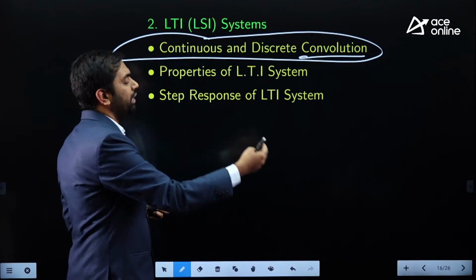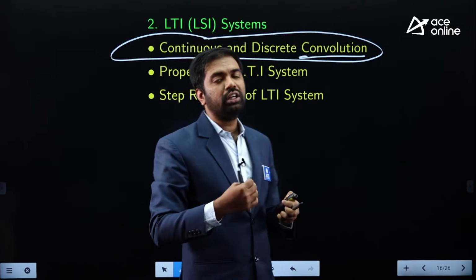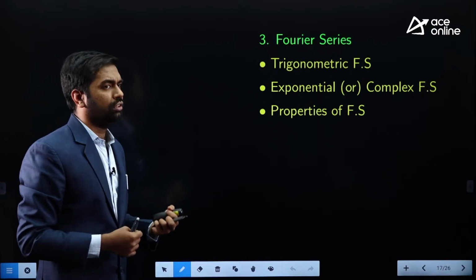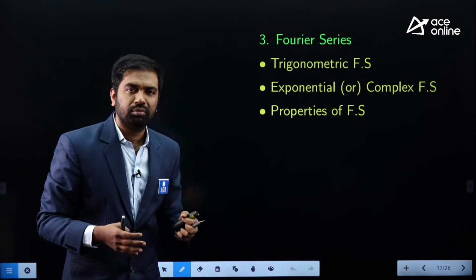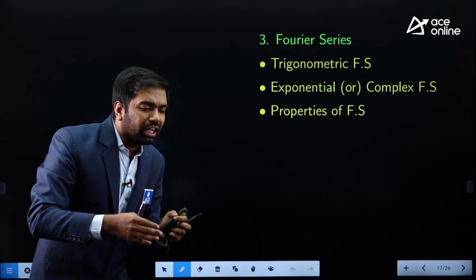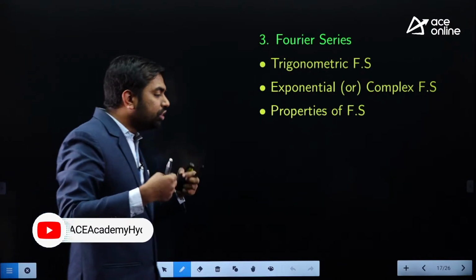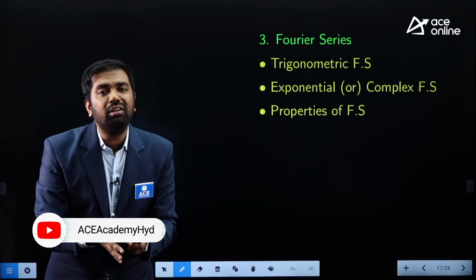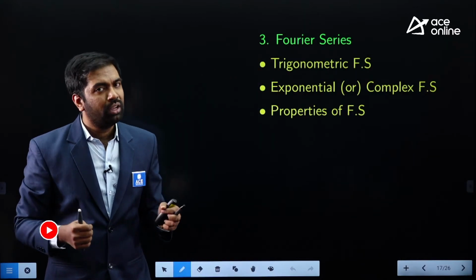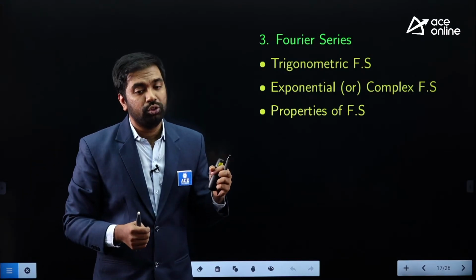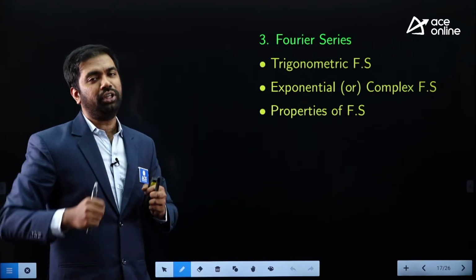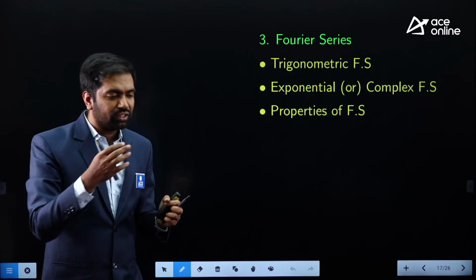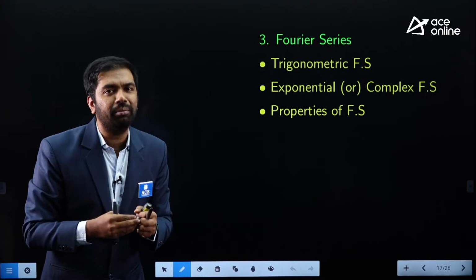Let's move to the next section, that is Fourier series. The Fourier series topic deals with periodic function analysis. What is the Fourier series? It is a representation of a non-sinusoidal periodic function in terms of sinusoids. Now what are we going to see in this Fourier series? You have to learn about the trigonometric Fourier series. How do you find the trigonometric Fourier series coefficients, that is A0, An, Bn? So how do you find them?